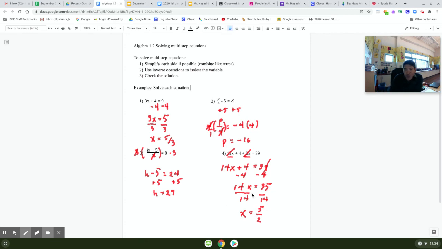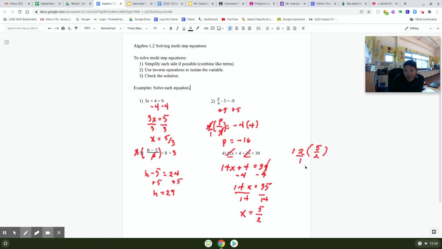And then just real quick, checking that. 12 times 5 halves. If you check this solution, you have to substitute in x. If I check in the original equation, not only do I have to substitute in 5 halves here for x, I have to substitute 5 halves in here for x. So I'm actually going to write some things out to keep track of things. But 12 times 5 halves, what I could do here is 12 times 5 halves.